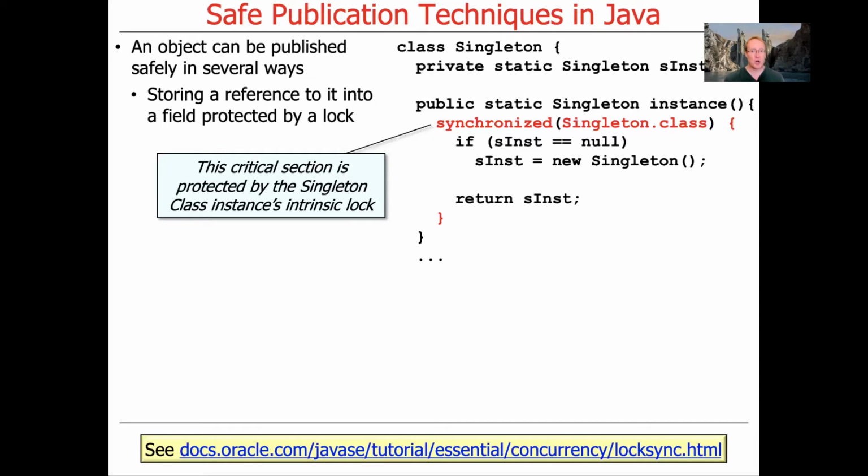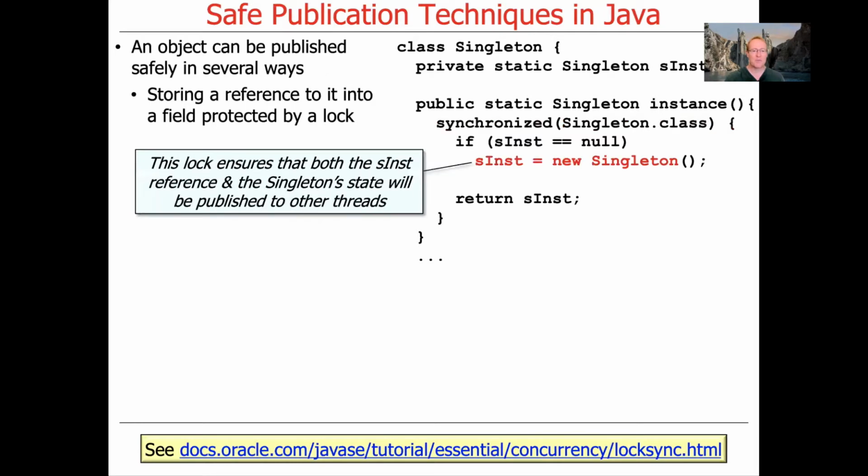That will ensure that all the state is properly pushed out, because of course that's the side effect that occurs when you use synchronized statements or synchronized methods. So what'll happen here is when the inst field is updated, the state of the singleton will also be updated and propagated to other threads. So we're propagating, or publishing, the reference and the state, and we're doing that by using the synchronized statement here.